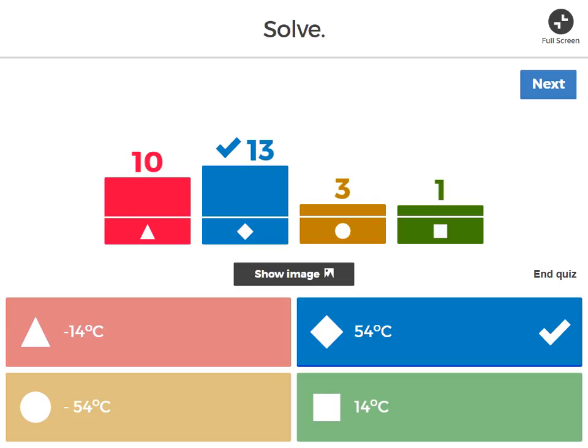First off, it said cool down. So you're going from a high temperature to a low temperature. But it went down by 34 degrees, so you had to start off 34 degrees higher than where you were. So 54 it is. Nice.